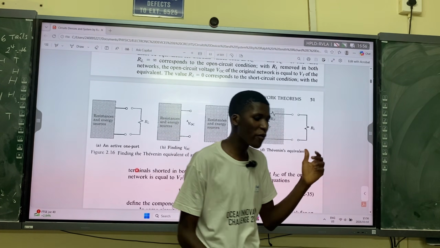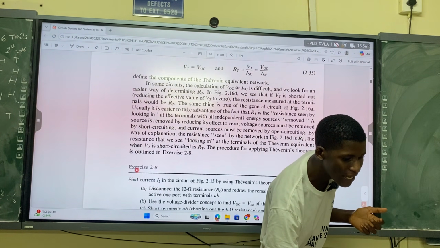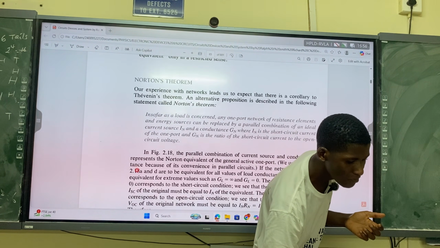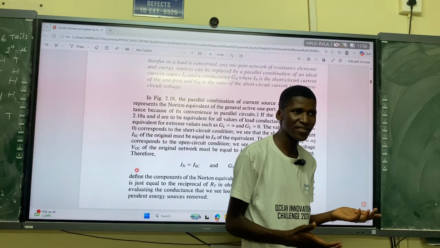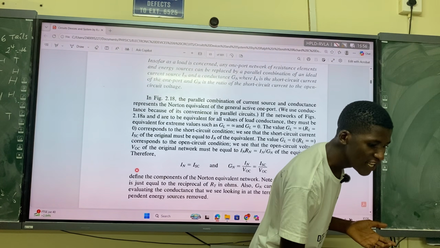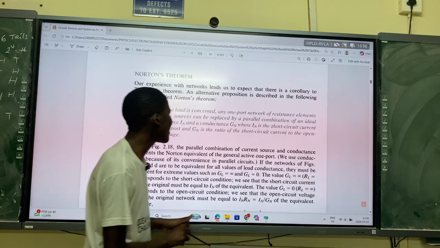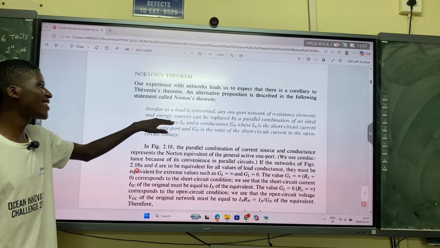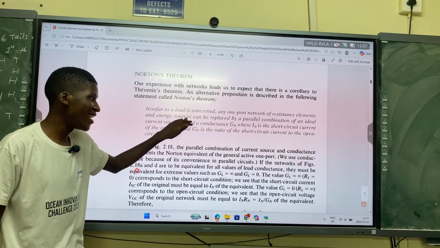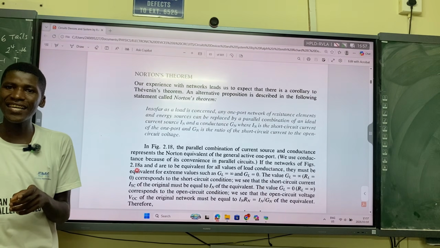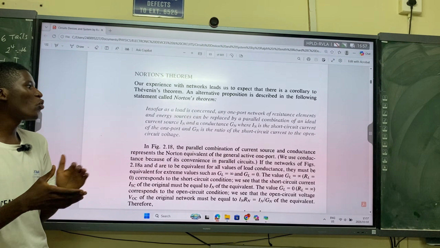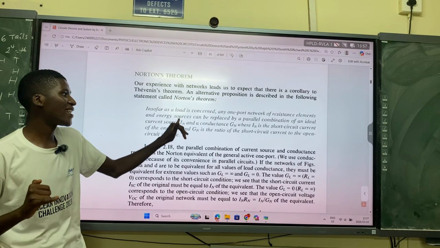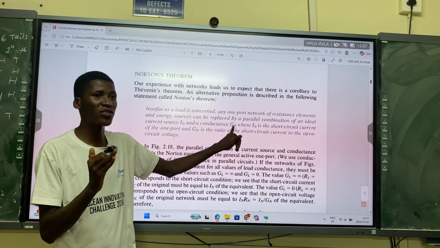So with Norton, we are going to use the same idea, but we are going to use current and conductance. With Norton's theorem, we say insofar as the load is concerned, any one-port network of resistance elements and energy sources, so we are still combining resistance elements and energy sources into one thing, can be replaced by one current source that is in parallel with one conductance, which is the GN.